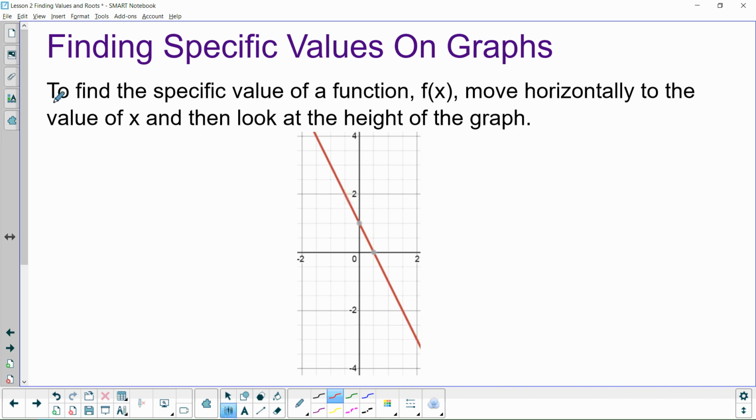All right, to find a specific value for a function, let's say we'll call it f of x, what you want to do is move horizontally to whatever the value of x is. And this x is talking about whatever number you see inside the function. And look at what is the height of the graph when you are at that value of x. Okay. This is just a pretty graph for looking at. So let's do a couple of examples, shall we?